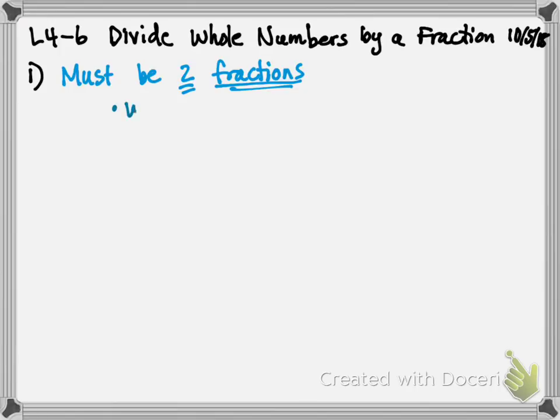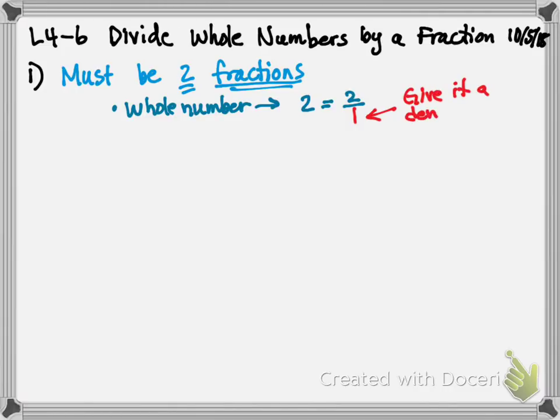So if we have a whole number, all we're going to do is take that whole number and give it a denominator of 1. Give it a denom. Remember how I like to abbreviate? A denom of 1. And then magic presto, we have a fraction.